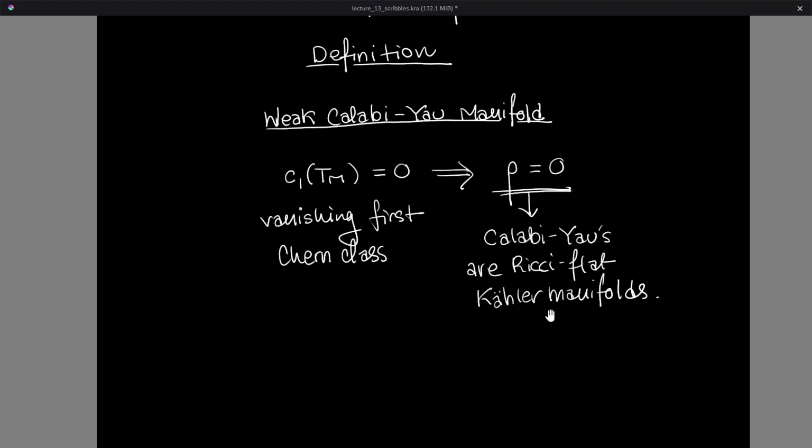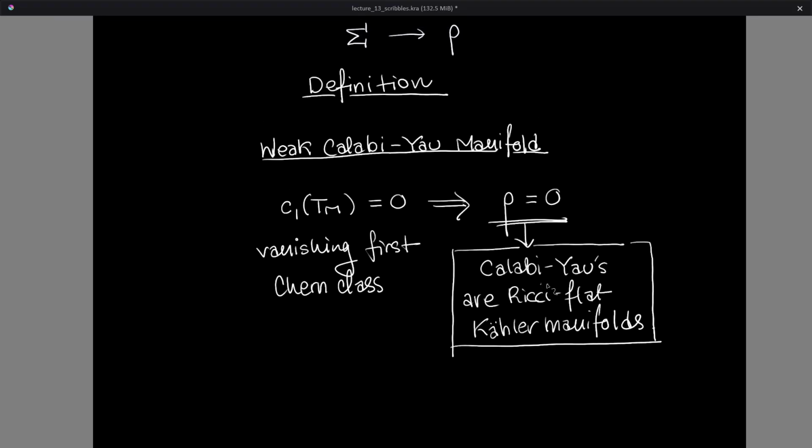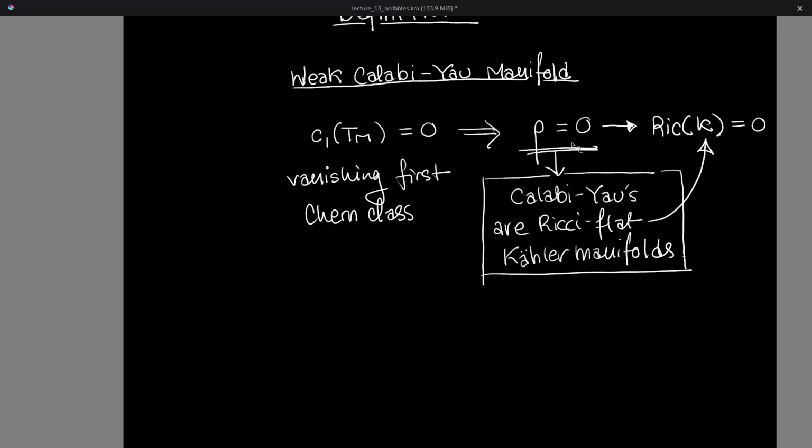And that's basically it. This is the most famously associated property with the Calabi-Yau, but it doesn't go both ways. Rho equals 0 doesn't always imply that c1 of TM is 0. So the first Chern class vanishing is a strictly stronger condition than Ricci flatness. And this is, by the way, I forgot to mention, this also means that Ric of the metric K will be equal to 0 as well. This is why we call it Ricci flat.